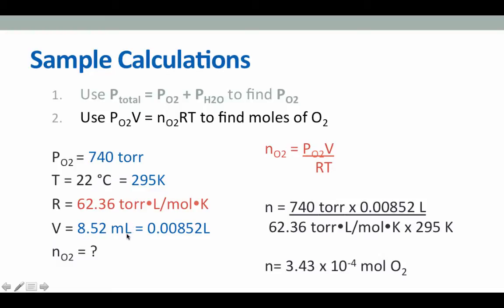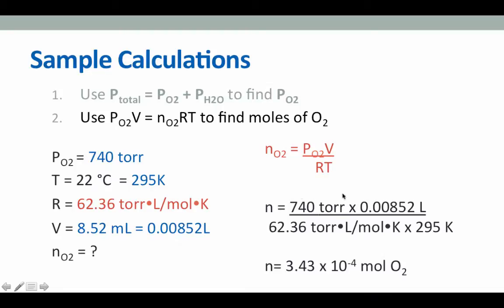And remember that for the ideal gas law, we always need to be looking at volumes in liters. So I've just simply divided that by 1,000 to give 0.00852 liters. So now that I have these 4 values, I can solve for the remaining value, which is the moles of oxygen gas. So I rearrange the ideal gas law to solve for n. So n, moles of oxygen gas, is equal to the pressure of oxygen gas times the volume change divided by the ideal gas constant times the temperature.